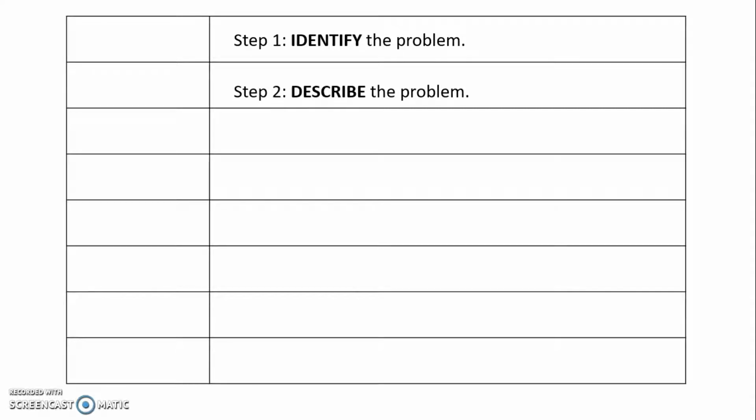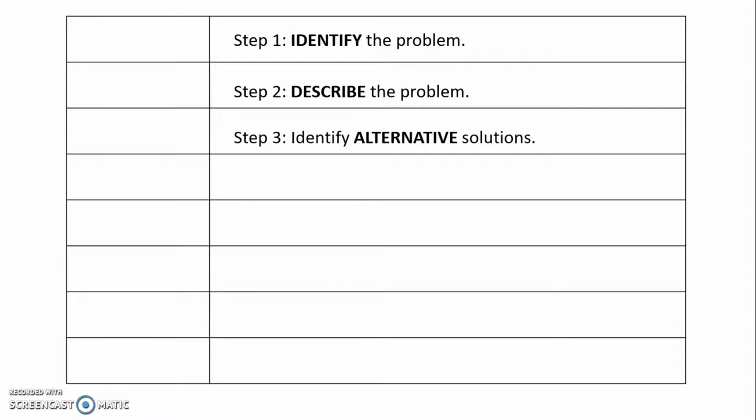Okay, step one is to identify the problem. It is simply to look at the situation and find out what the particular issue at hand is. Step two is to describe the problem. It is to give more details and to elaborate upon the issue after you have stated what the issue is. Step three is to identify alternative solutions.